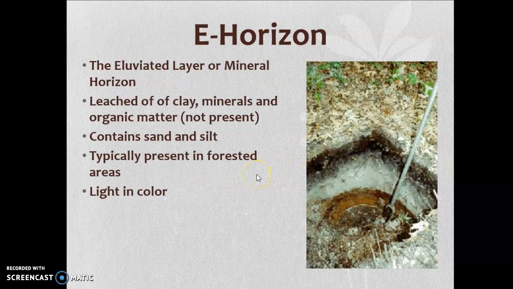Then we have the E horizon, which is the elevated layer or the mineral horizon. This is where you have a lot of minerals, clay and organic matter that can leach out of the soil. Contains things like sand and silt, more commonly found in our forested areas. Tends to be a very light color, so not all soils are going to have all horizons.